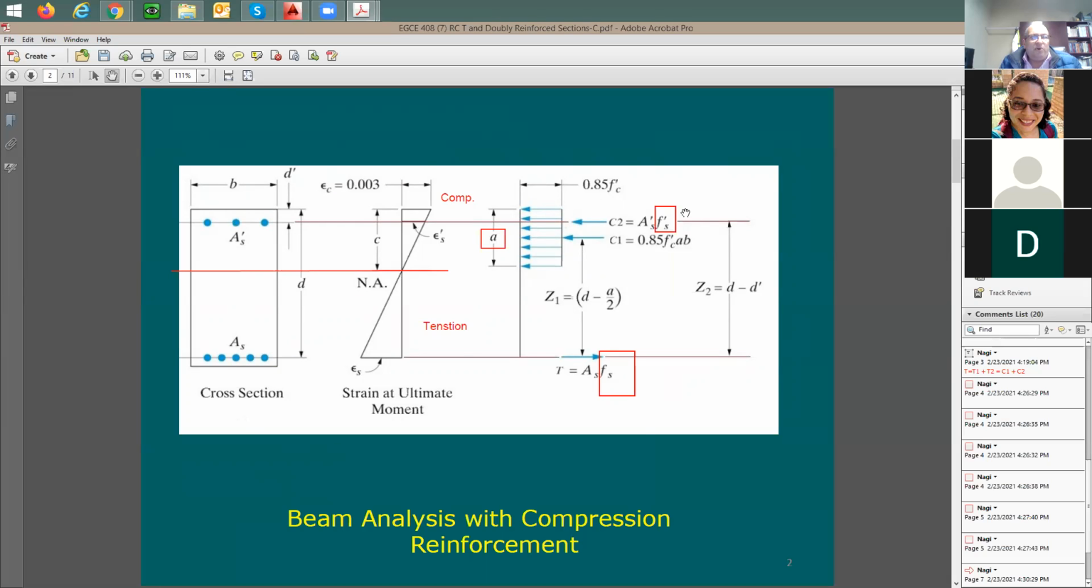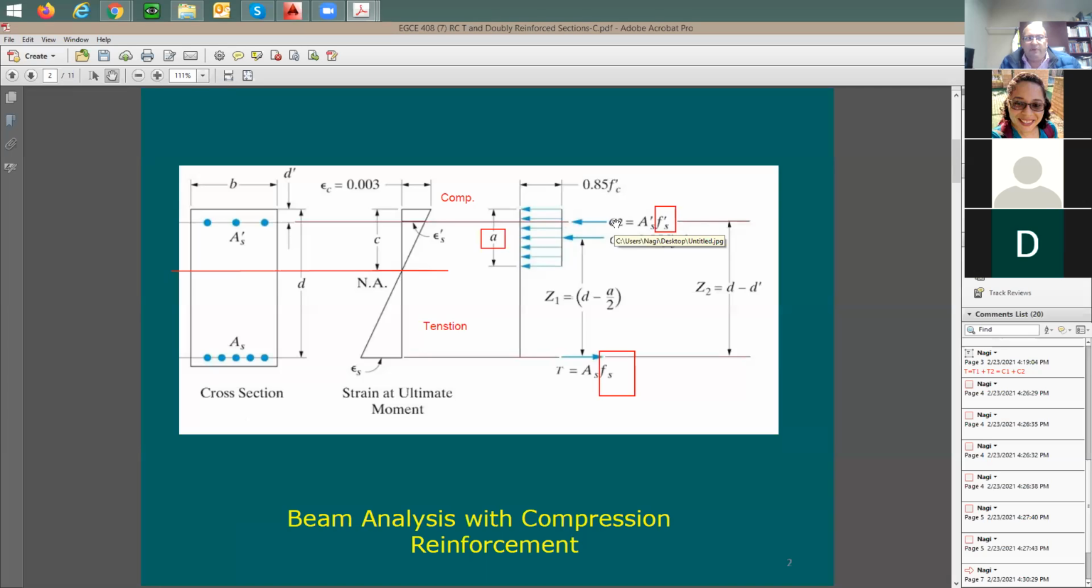So to finish all of this analysis and find out the moment capacity, you need A. Is it one of the requirements or no? Yes, because you need to multiply by 0.85, and you need to find out this, and this. So A is critical.